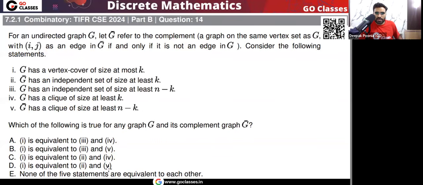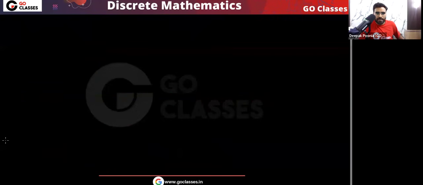What else can we say? So let me tell you. You can see now, just focus on the third statement again. The third statement is saying that G has an independent set.